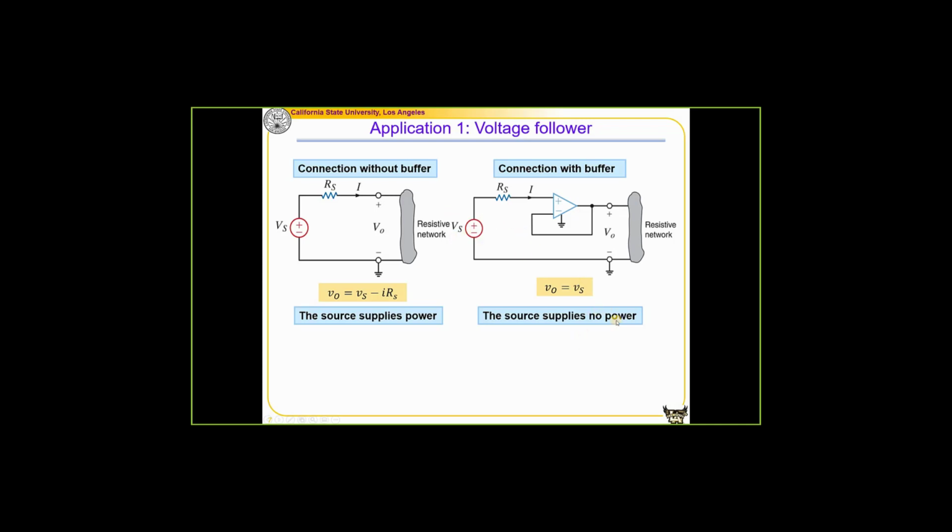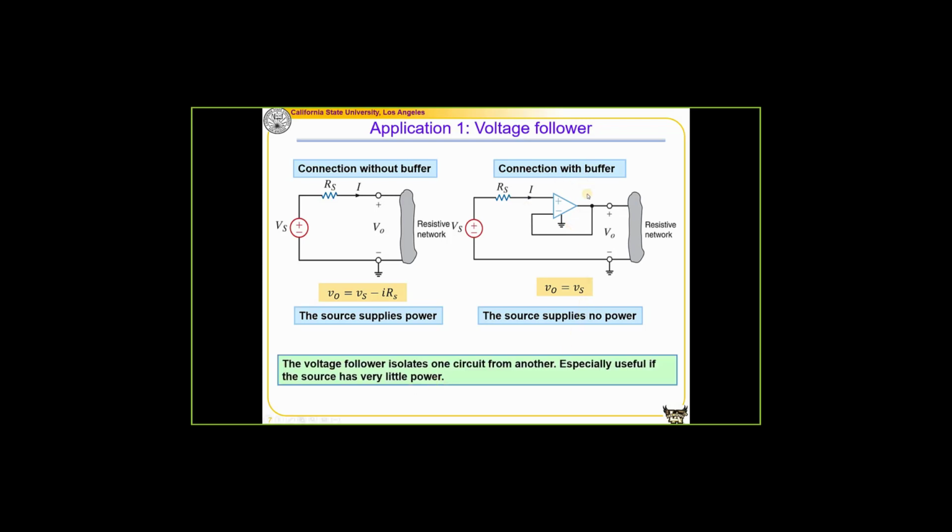This signal source supplies no power, and the power is supplied by the external power supply connected with this opamp. So you have a VCC on the top, and on the other side you can either have VEE or ground. It depends on which opamp you use. You can find all those details from the datasheet of any opamps. So the voltage follower isolates one circuit from another. It's especially useful if the source has a little power.